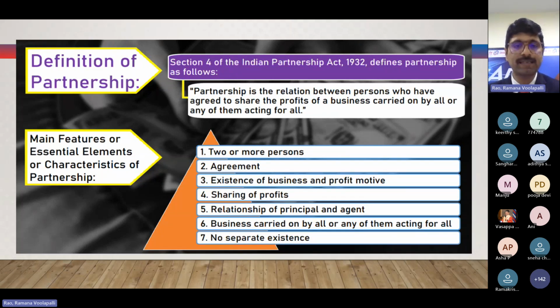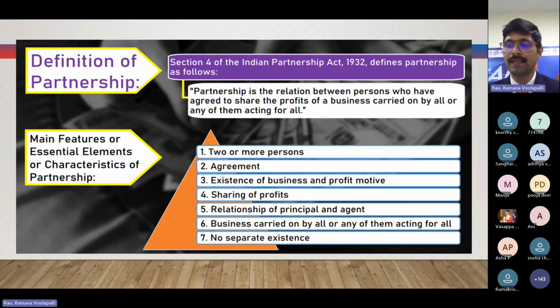Another point was there is no separate existence. What does this mean by separate existence? It is not changing. Yeah, it is on the same page. Thank you. So there is no separate existence. I am now discussing the seventh point. There is no separate existence. Yes, Vishalji, is there any? Yeah. Okay, there is no separate existence.